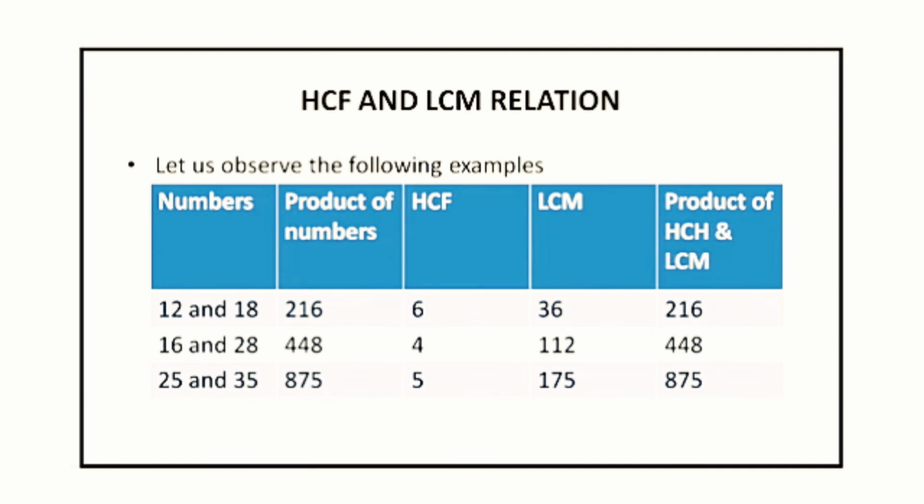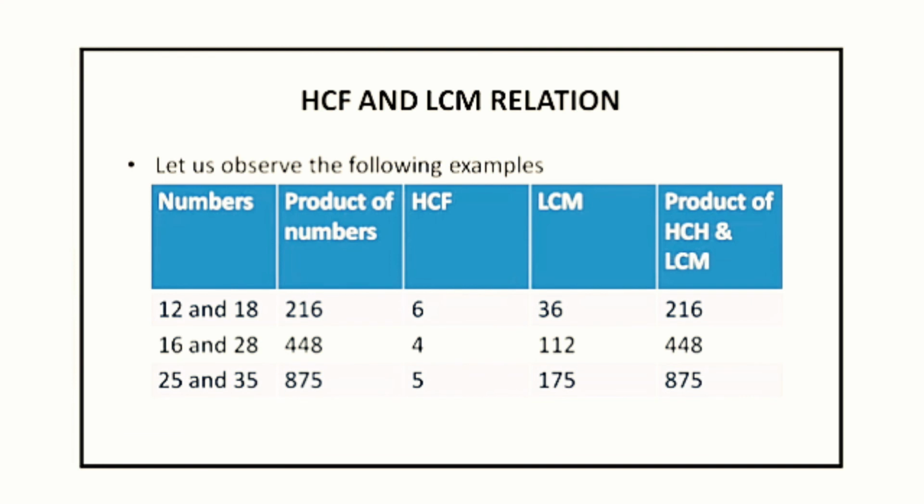The first example, 12 and 18: if we take the product of numbers, we get 216, HCF is 6, LCM is 36, and the product of HCF and LCM is 216. For the second example, 16 and 28, when we find the product of numbers, 16 into 28, we get 448, and HCF will be equal to 4, LCM equals 112, and the product of HCF and LCM, 4 into 112, is 448. For the third example, I am using the numbers 25 and 35.